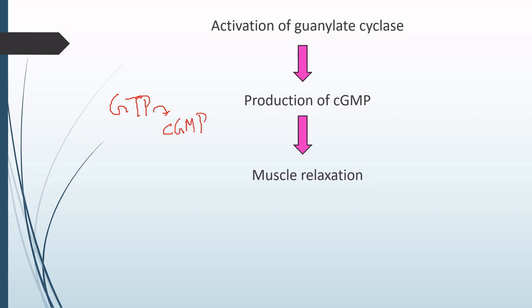And this cyclic GMP is now going to function as the second messenger. Now because of the increase in the level of cyclic GMP, ultimately there will be relaxation of the smooth muscles. So the CGRP is basically causing vasodilation, be it by the action of the G protein coupled receptor or even with the help of the nitric oxide.